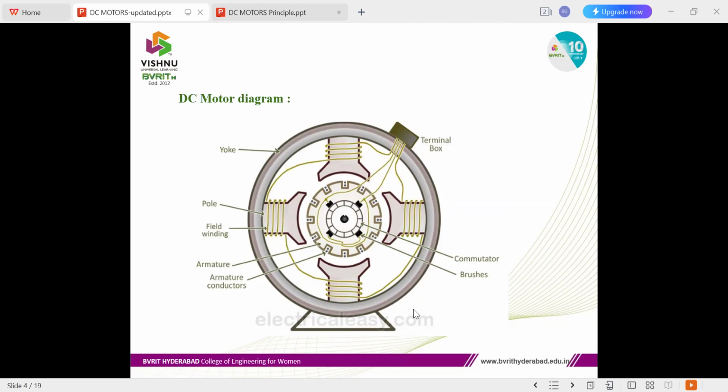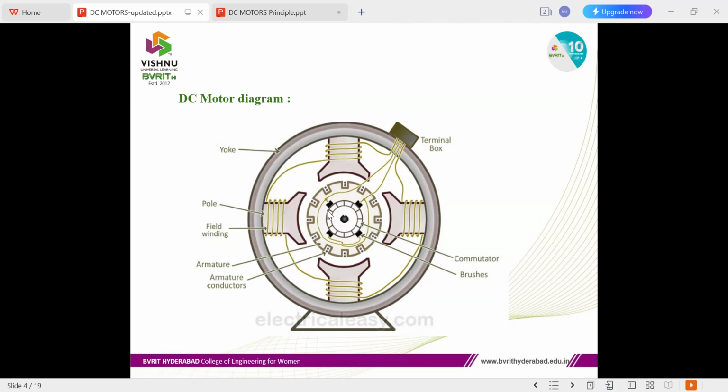What is a DC motor? Basically, what is a motor? A motor converts electrical energy into mechanical energy. So a DC motor consists of a yoke, which is also known as the frame. And then we have the stator. Over the stator, magnetic poles are mounted. And on the magnetic poles, field winding is wound.